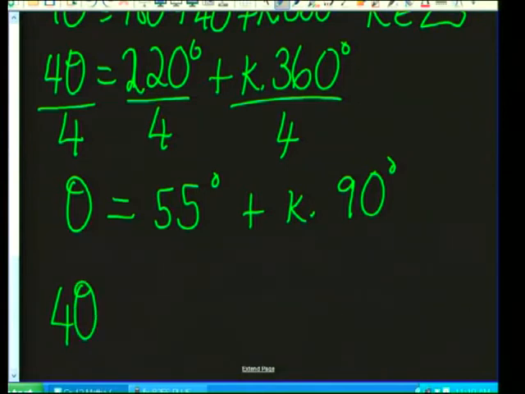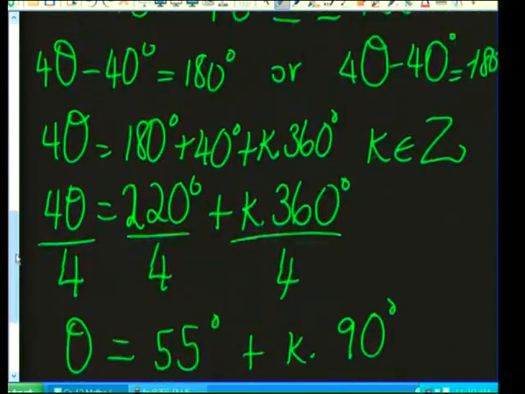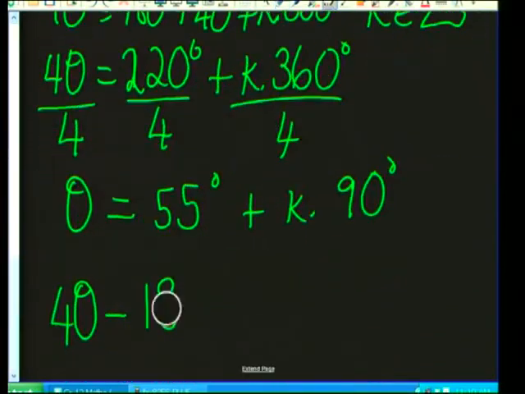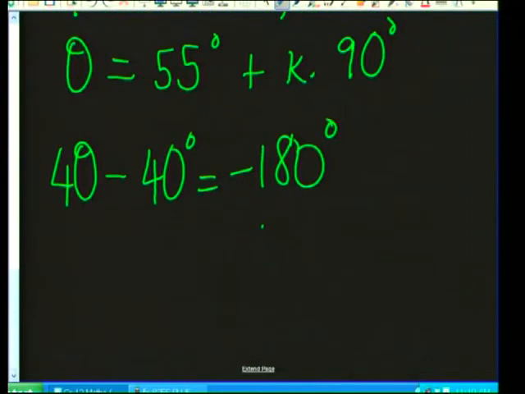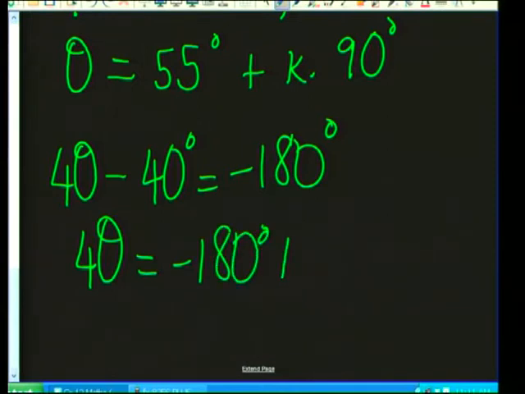4 theta minus 40 degrees is equal to negative 180 degrees. Let's just go up and see. That becomes 4 theta equal to negative 180 degrees plus 40 plus k 360. Remember, you can't forget that.